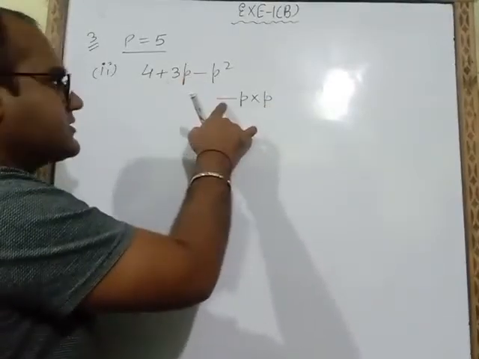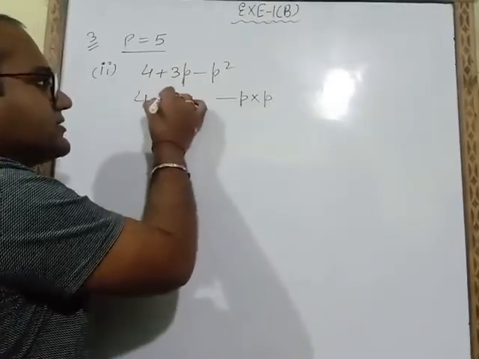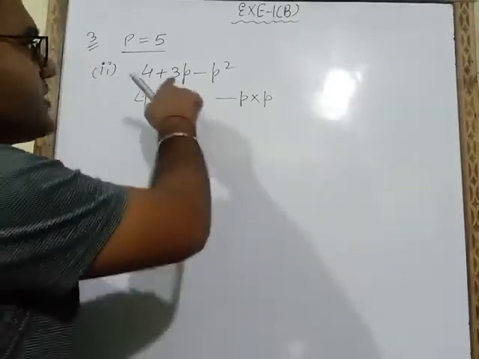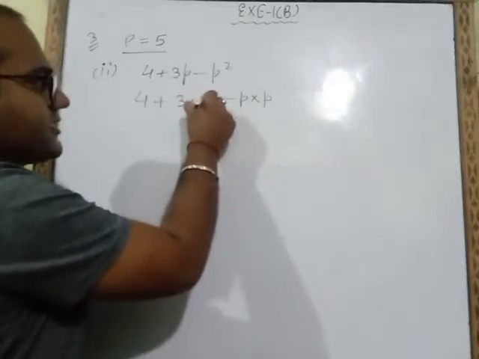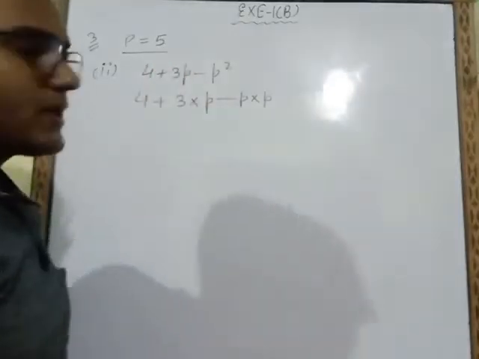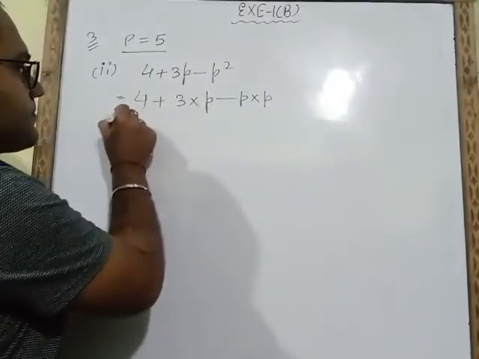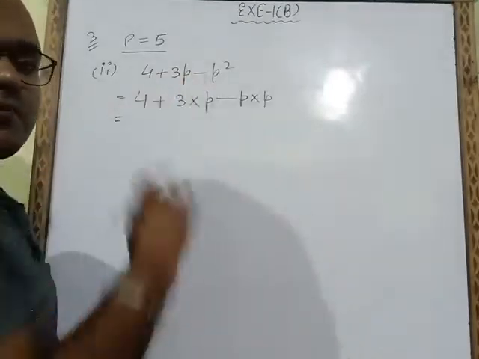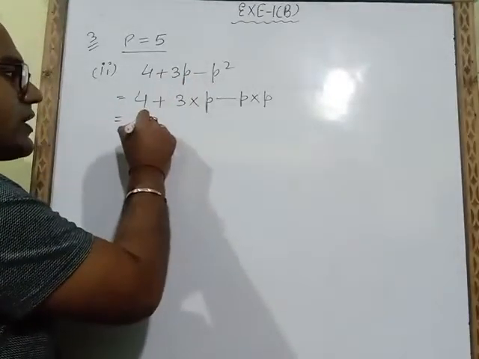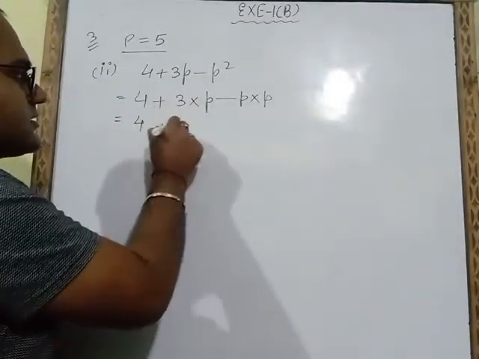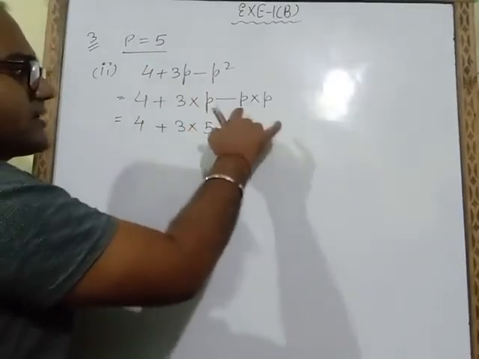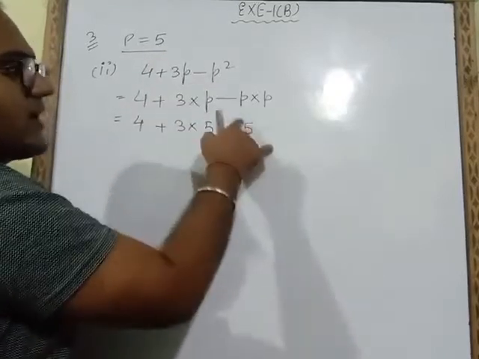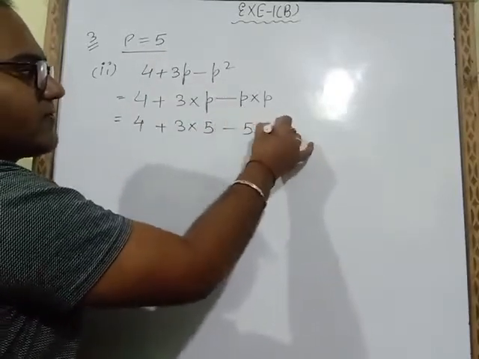Minus sign we will write as it is. 4 also we will write as it is. Plus, between 3 and p nothing is there, so we will put a multiply sign. 3 multiply p. Now in the next step you have to put the value of p. 4 you will write as it is, plus 3 multiply p. In place of p you will take 5, minus p value is 5, so 5 multiply 5.